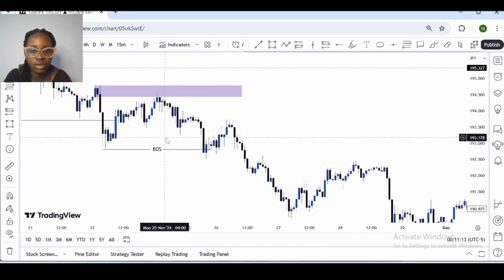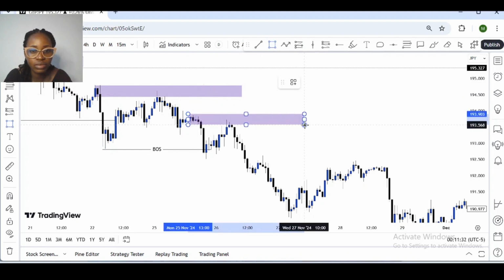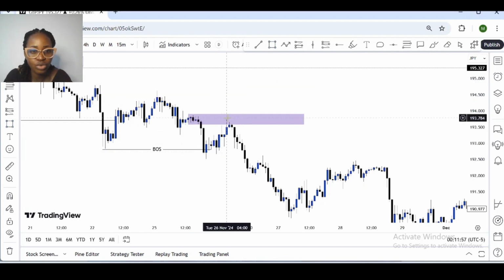Now let's identify the origin that caused the break of structure. Here, this is the origin that caused the break of structure. You can see the momentum that gave us this break of structure, right? So we are going to map this out. Let me take this one off. So price retraced to this origin before the next push to the downside.